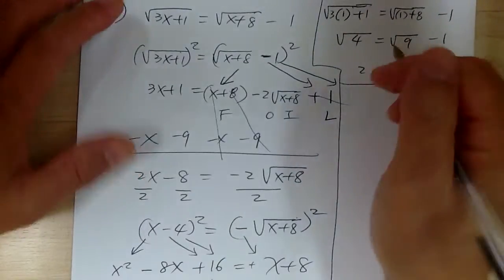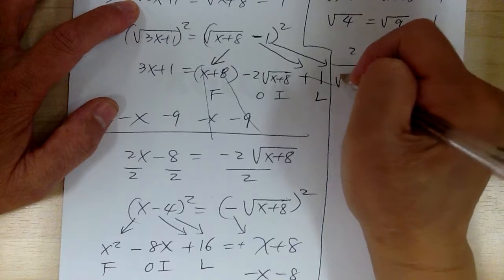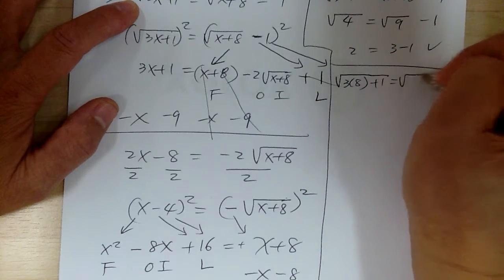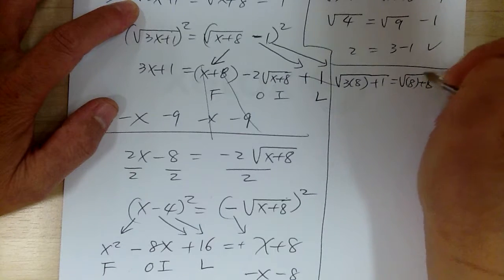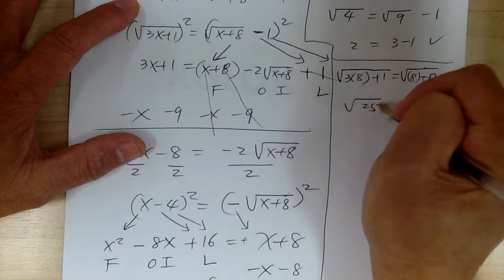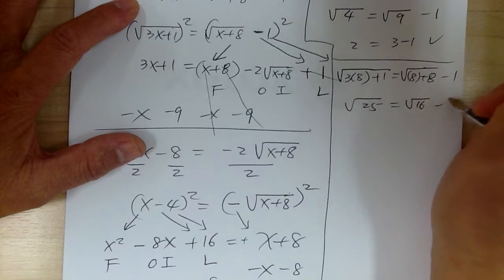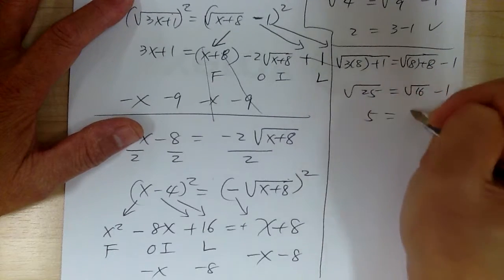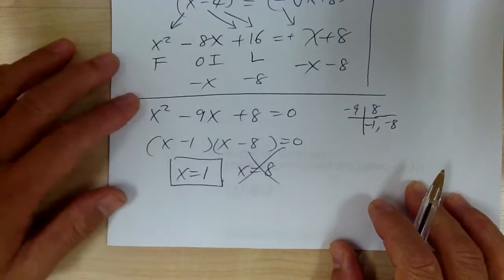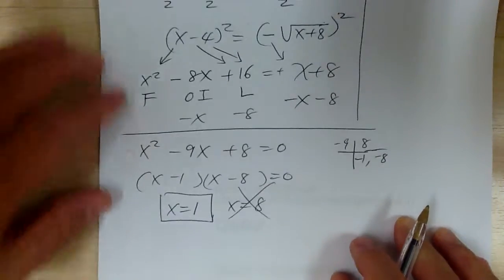Now let's go and check the next one, the 8. So you got square root of 3 times 8 plus 1 equal to square root of 8 plus 8 minus 1. So you got square root of 25 equal to square root of 16 minus 1. So I get 5 equal to 4 minus 1. No good. So this one is no good. Okay, so the only one that's good is 1.